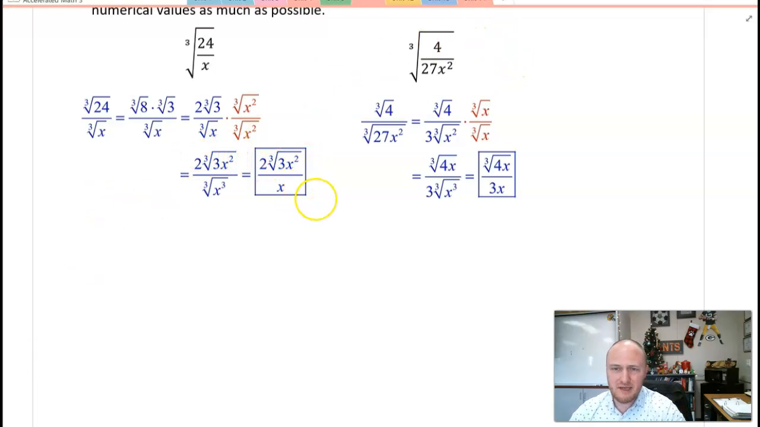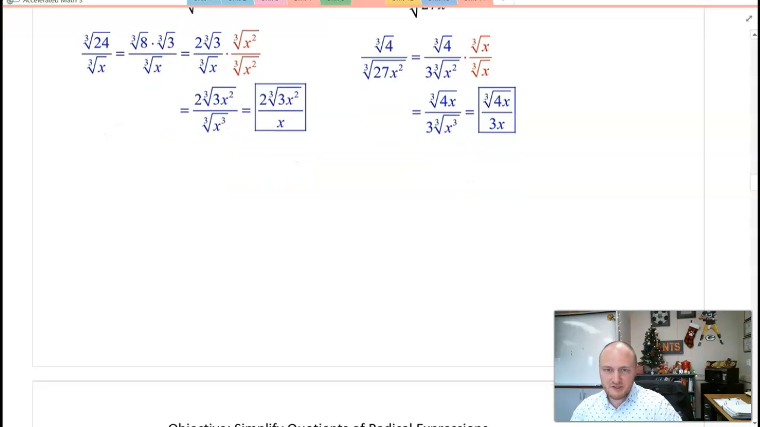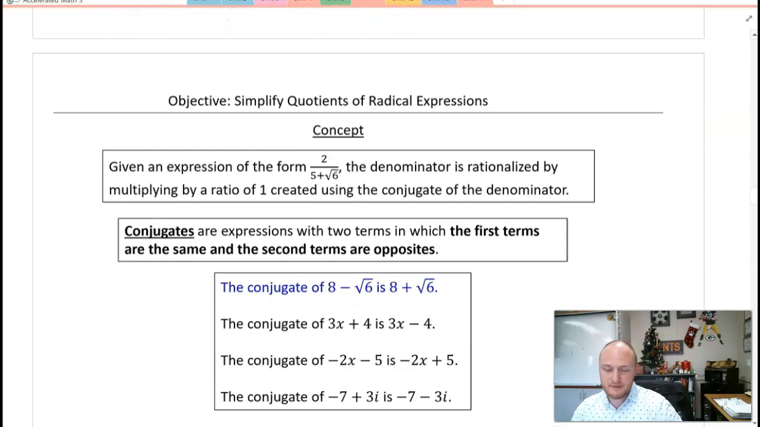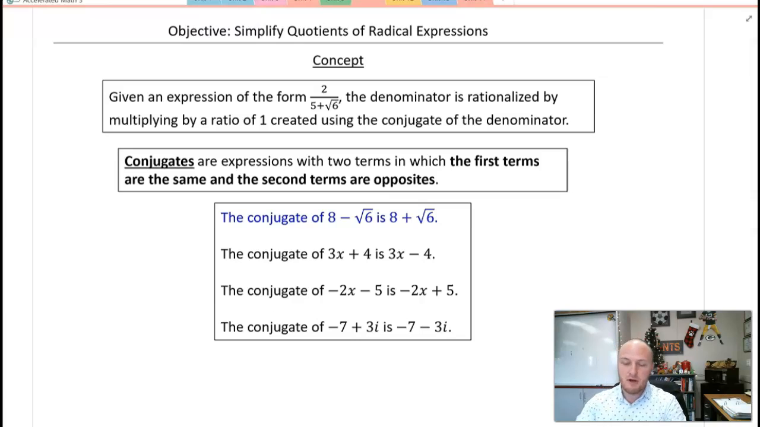All right, for example 2, not much to simplify in the numerator, but you could simplify a 3 in the denominator. And then again, I just need to multiply by a cubic root of x so I can simplify the denominator. Okay, cubic root of 4x over 3x.